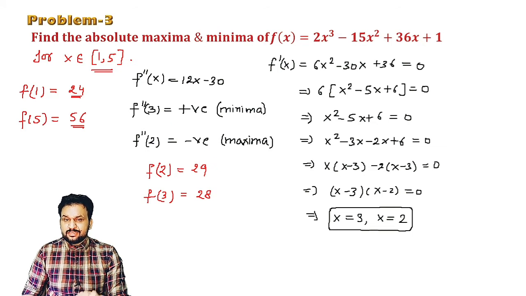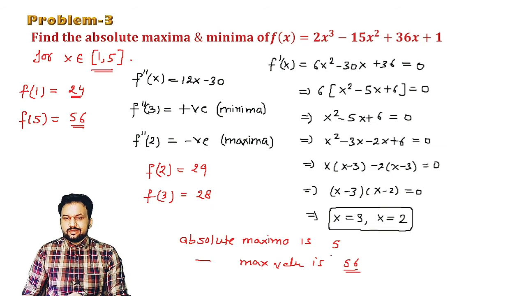But if you are talking about this interval, the absolute maxima is at f(5). So the absolute maxima is at 5. And if talking about the absolute maximum value, that will be 56. Logic clear? So by this approach, we will take care of absolute maxima and minima. But in the case of absolute, he definitely will give you an interval. Without an interval, you cannot find the absolute maxima and minima. Just note it down. Logic clear?